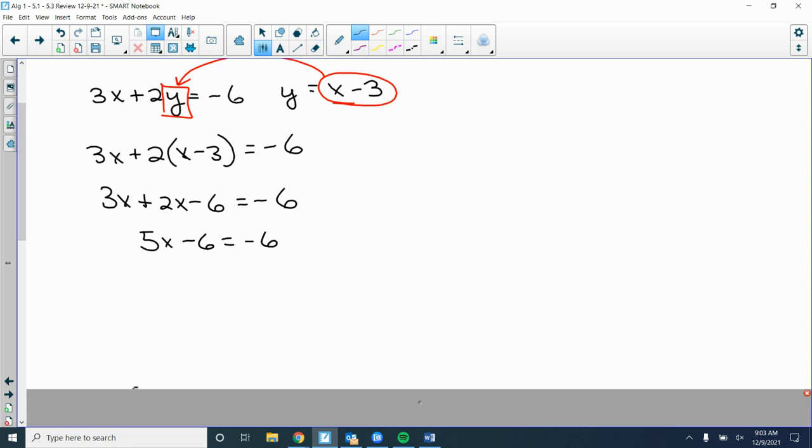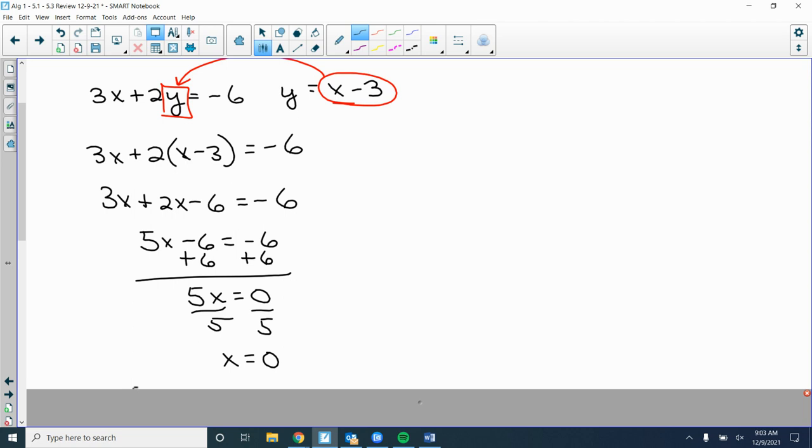All right, now be careful here. We do add 6. That gives me 5x equals negative 6 plus 6, which is 0. You can still divide by 5, and that gives me an answer. 0 divided by 5 is what? 0. It's the number 0. You can have an answer of 0.